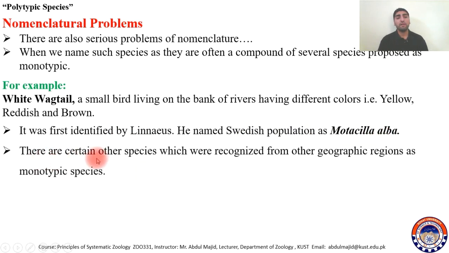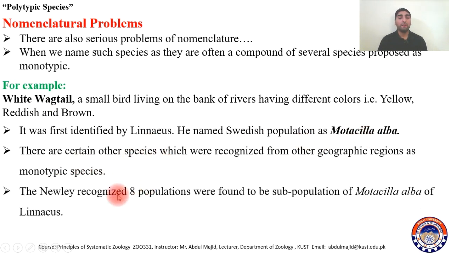Now there are certain other populations which were recognized from other geographic regions as monotypic species. The same Motacilla was recognized by many other scientists from different regions, not from Sweden but from other European countries and from American countries. They recognized them as monotypic species, because they didn't know at that time that this white wagtail, Motacilla, is actually a polytypic species.